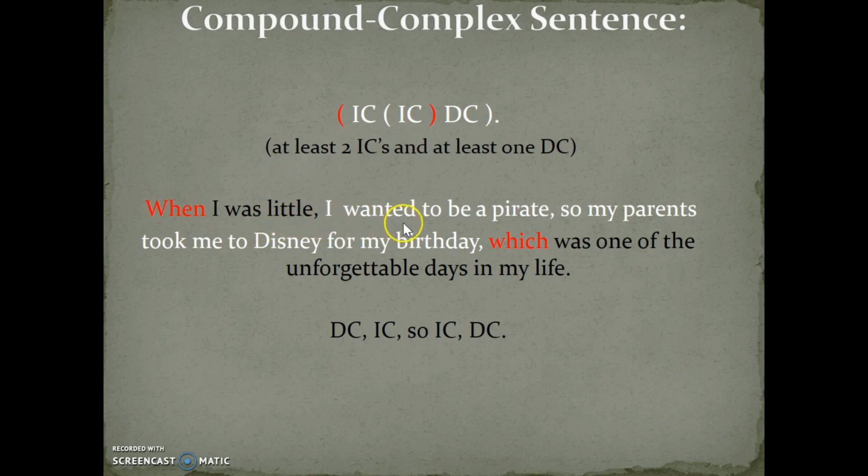"When I was little, I wanted to be a pirate, so my parents took me to Disney for my birthday, which was one of the unforgettable days in my life." There are four clauses. We begin with the dependent clause, subordinator when, I was little, and then you have two independent clauses connected by a comma and so, fanboys so. "I wanted to be a pirate, so my parents took me to Disney for my birthday." And then you finish your sentence with a DC, subordinator which, and the verb, "which was one of the unforgettable days in my life."